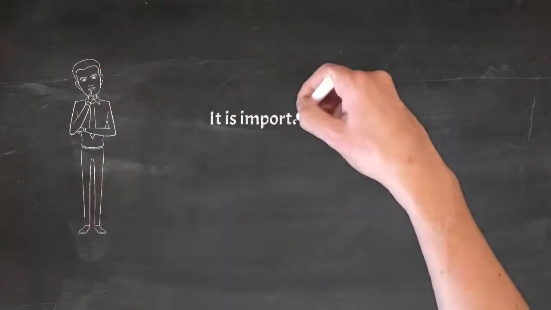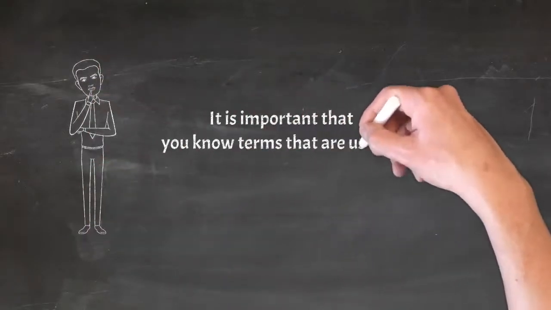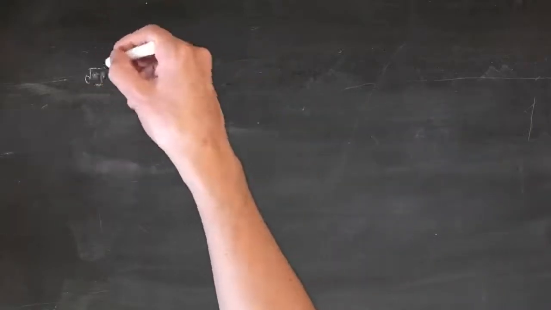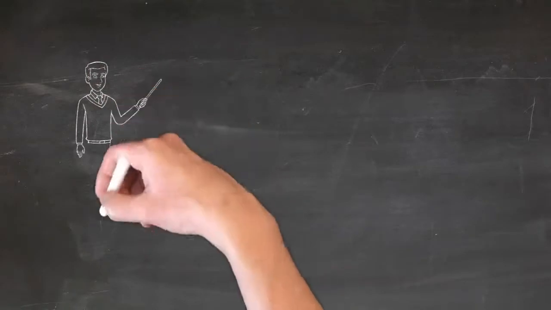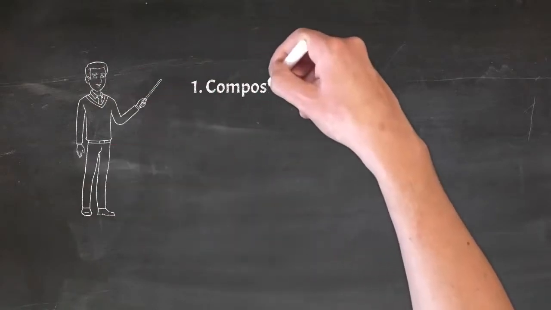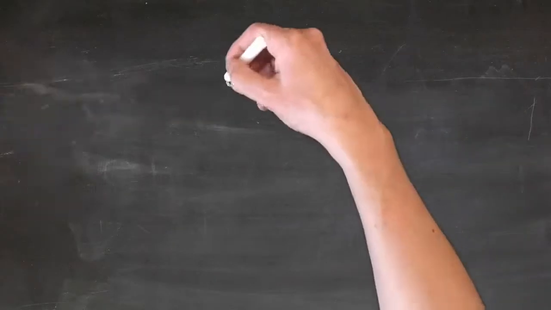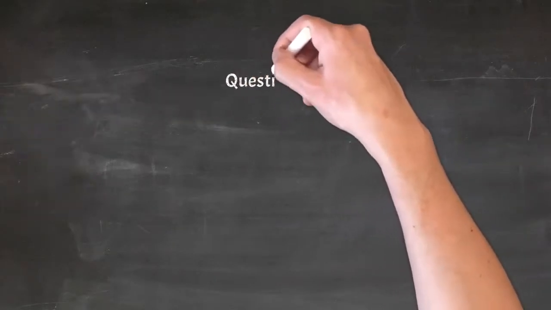It is also very important that you know particular terms that are used to describe some of these elements. In this video, I will go through these two different parts of Section A using exam type questions that are normally asked in this question. Now let's go on to question number 1.